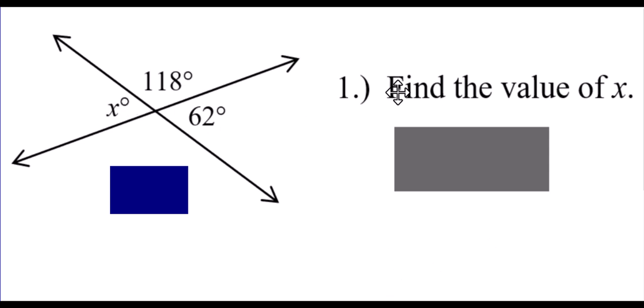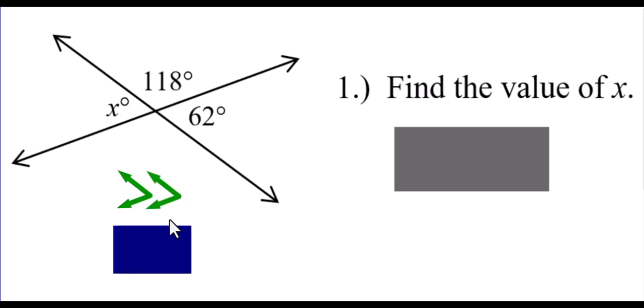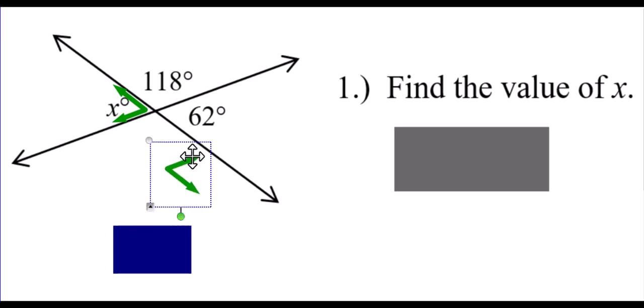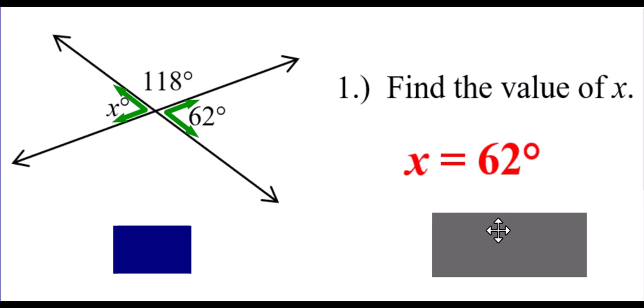All right, so let's get our pencils in our hand. Is x equal to 118 or is it equal to 62? Well, based on what we learned from vertical angles, x degrees opens up here to the left, and it just so happens that the angle that is a vertical angle with it, meaning opposite angles of each other, is the one that is 62 degrees. So they are congruent. They are the same measure. So go ahead and write this down. X is equal to 62 degrees.